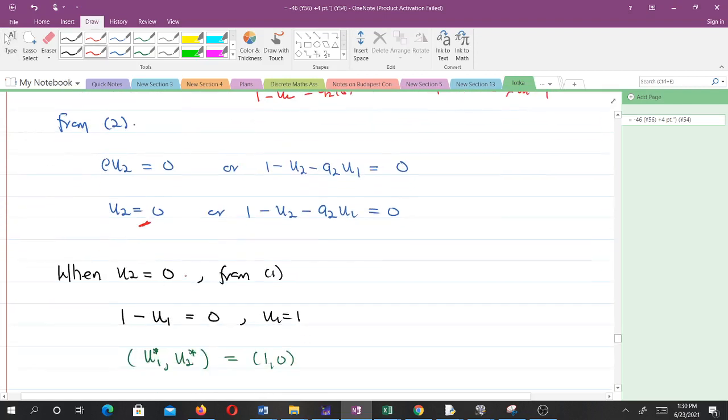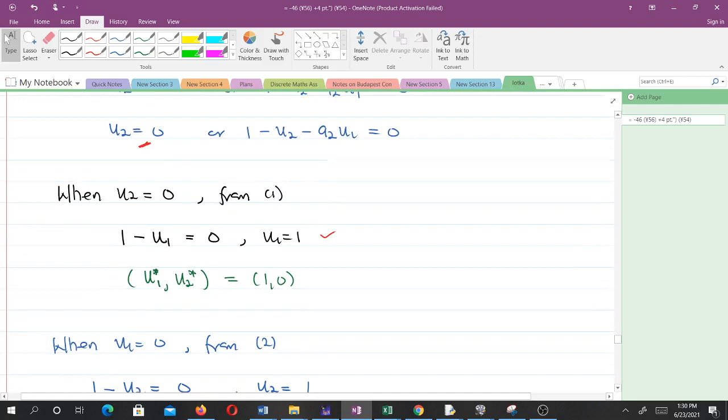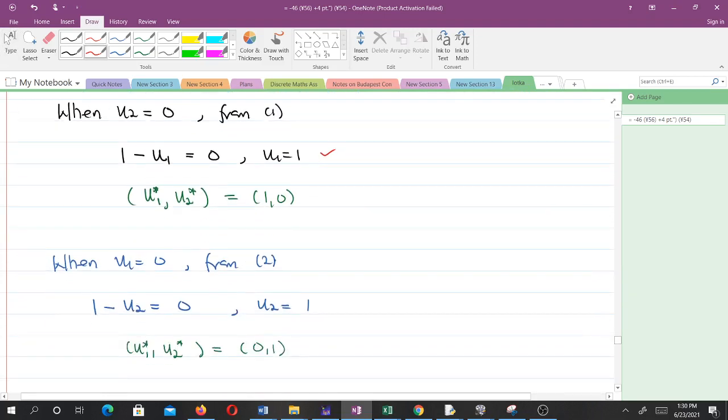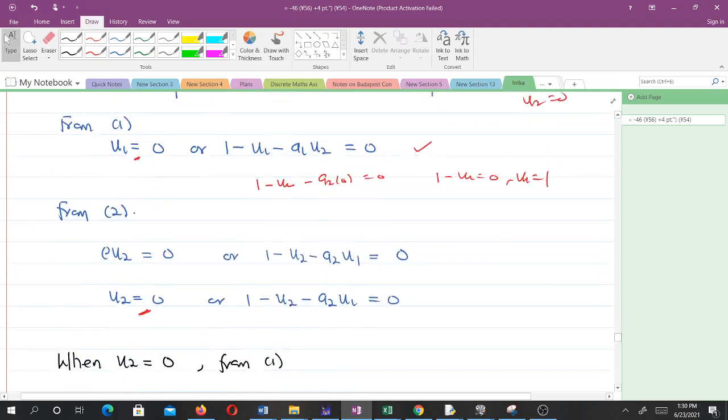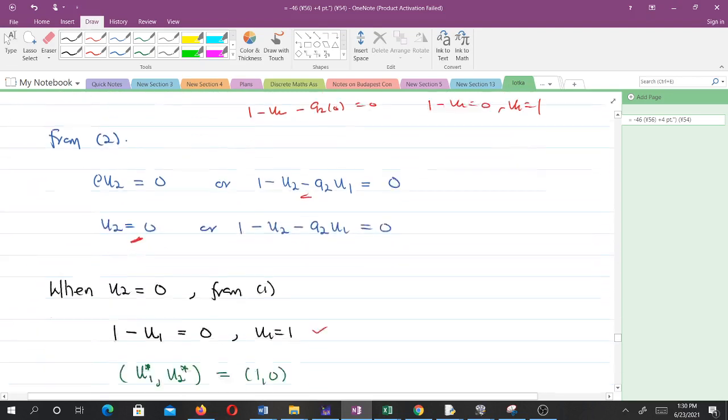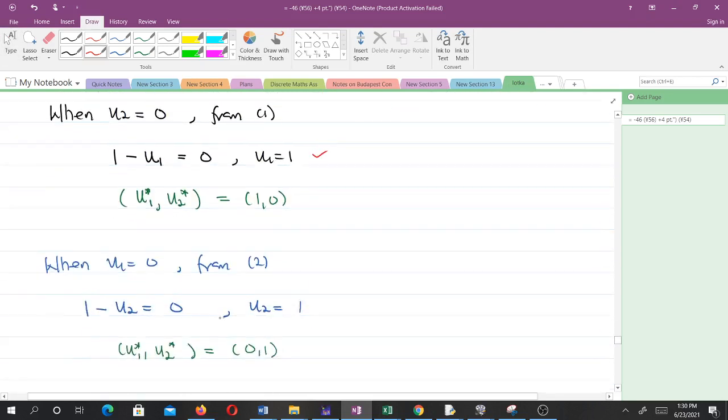So when u2 is 0, we get u1 to be 1. So that gives us the point 1, 0. And when u1 is 0 from equation 1, when you put that in equation 2, we get 1 minus u2 equals 0 and u2 is 1. So we also get a point 0, 1. And note that we had u1 to be 0 and u2 to be 0. So that also gives us another fixed point 0, 0.